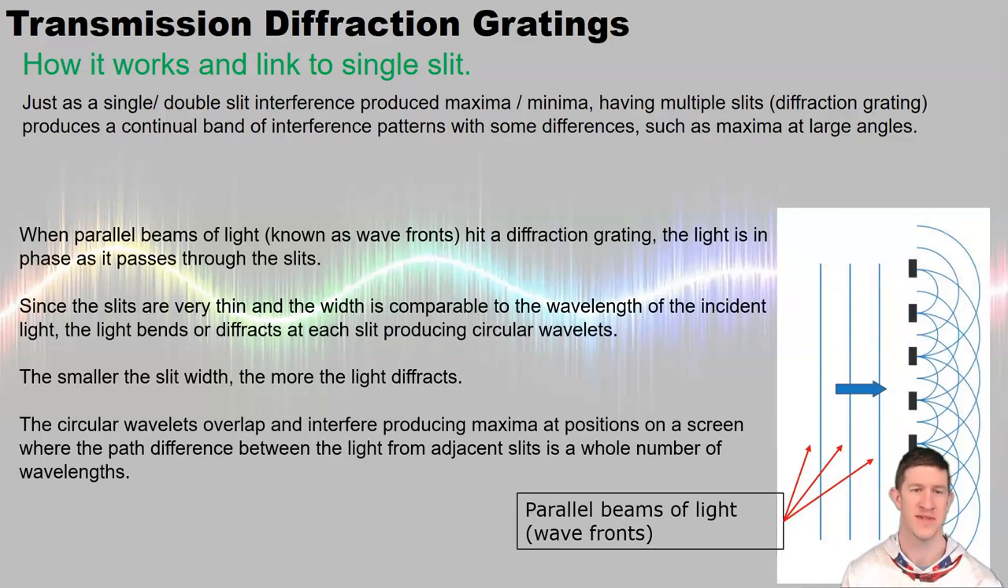When we have parallel beams of light, which we call wave fronts, and they hit a diffraction grating, the light is in phase as it passes through the slits. Given that the slits are very thin, and the width is comparable to the wavelength, we get diffraction at each slit. So we get these circular wavelets that you can see here. The smaller the slit width, the more the light diffracts because we're getting closer to the wavelength of light that we're using. All of these circular wavelets overlap and therefore they're going to interfere in some way. Just like in the previous video when we talked about the two balls, or two splashes in the water and the ripples cancel out, you're doing the same thing, but you're adding multiple balls to bounce on the water.